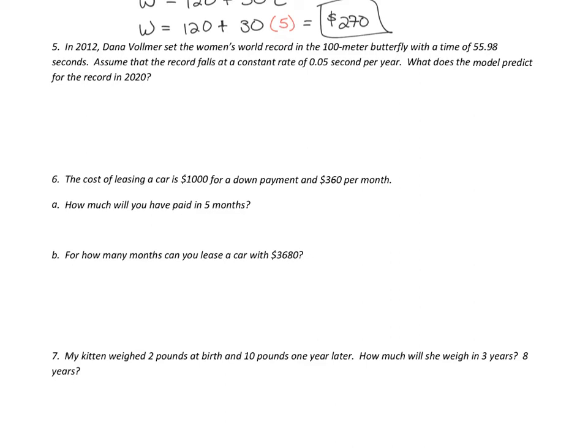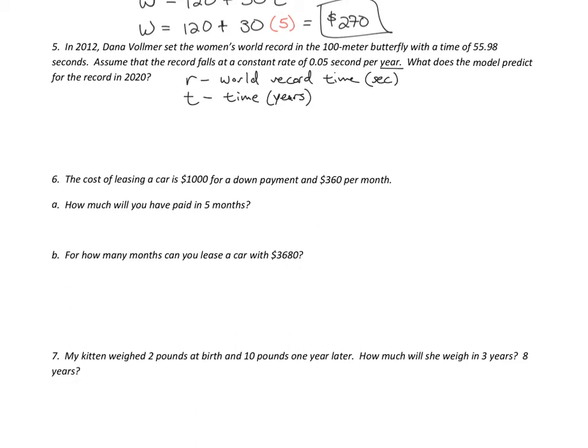So what do we want? We want our variables. How about we use R for record, world record time, and T for time. This time, the world record units would be in seconds, but the time would still be in years.